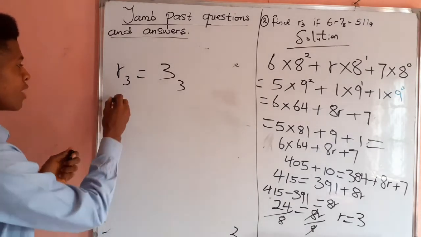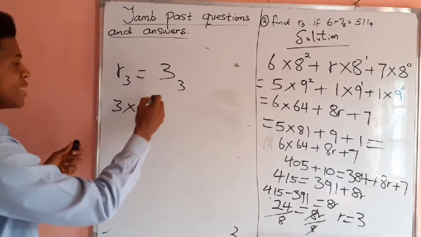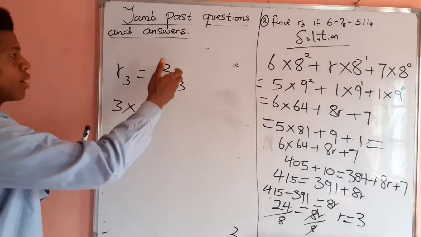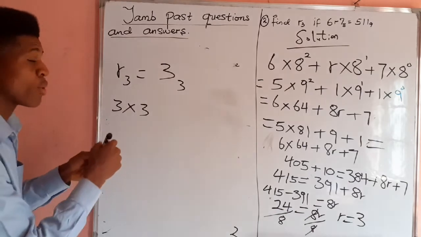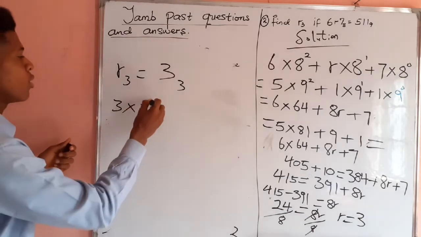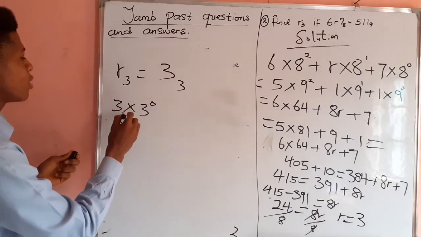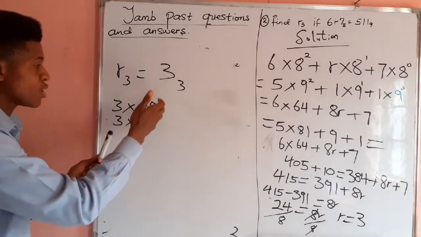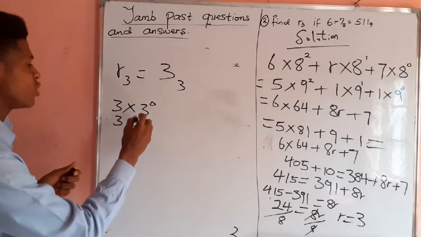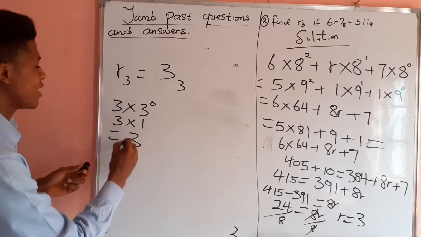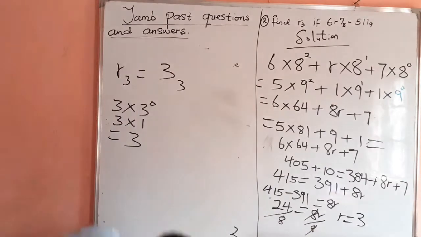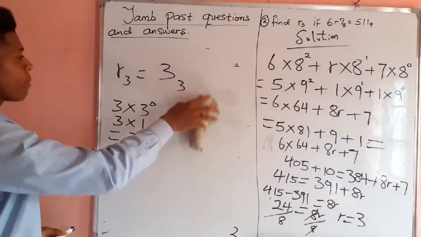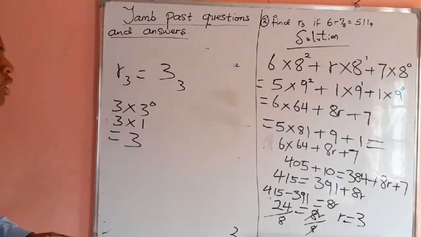It will be what? 3 times our base 3. Is there a number after 3? No. So it's raised to power what? 0. 3 times 3 to power 0. 3 to power 0 is what? 1. 3 times 1 is equal to what? 3. And our answer is what? 3. So we are confident that our answer is actually correct.